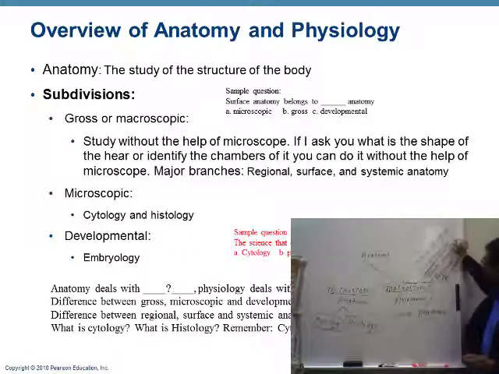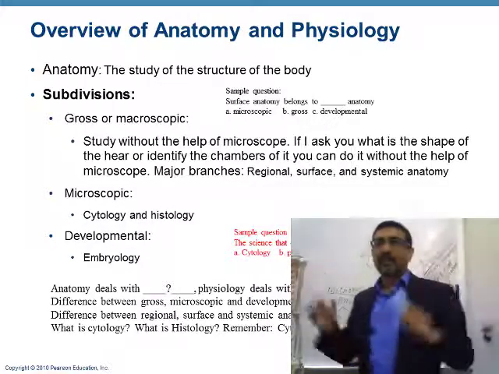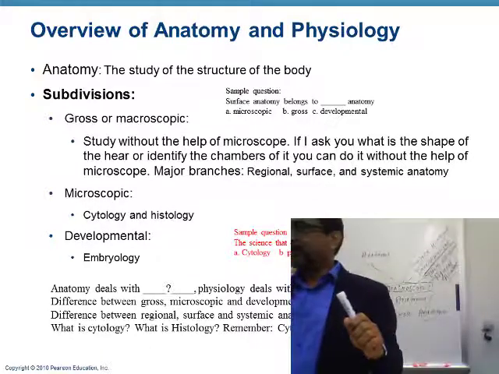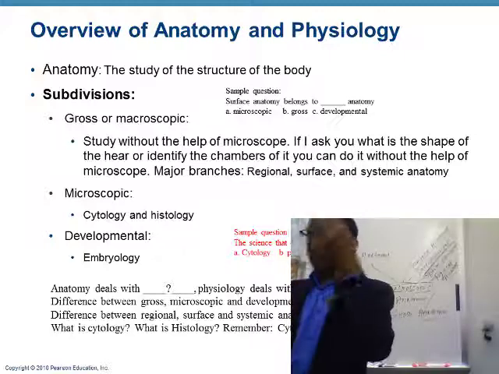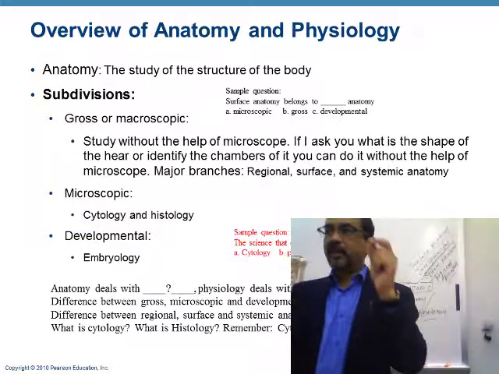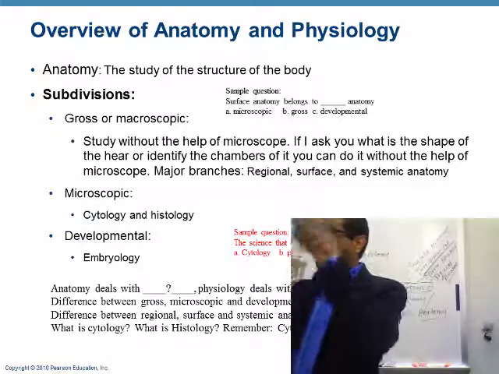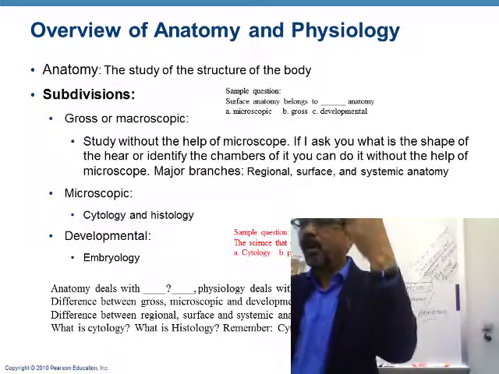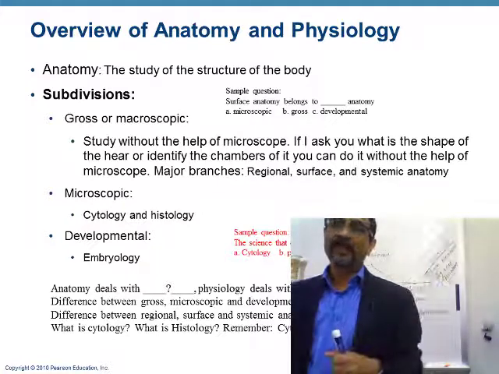Developmental anatomy, you know, after fertilization, the body starts to be formed, and fertilized egg starts to multiply and first forms the embryo, right? You know that.